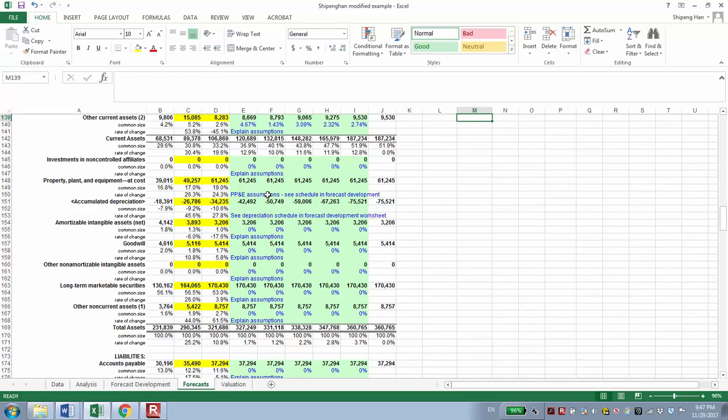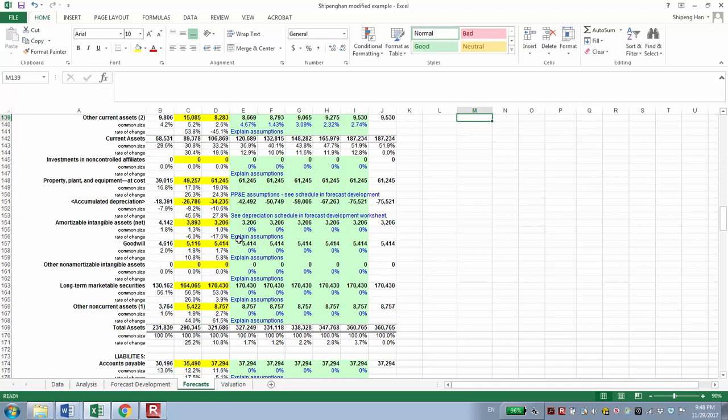Okay, so next is amortizable intangible assets. For this part, the common size is about 1.8 to 1. So here is a decreasing trend, right? So the balance of intangible assets, or amortizable intangible assets, keeps decreasing.